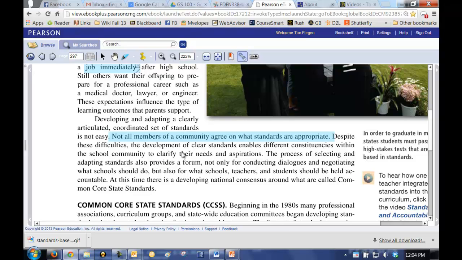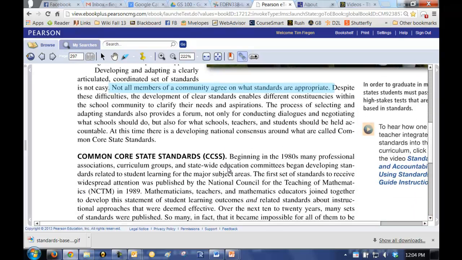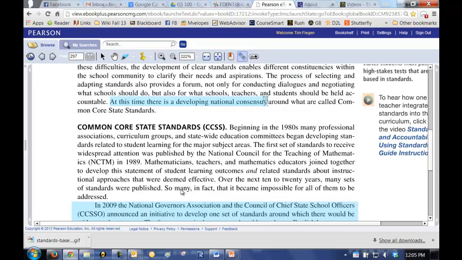And despite these difficulties, development of clear standards enables different constituents within the school community to clarify the needs of their aspirations. The process provides a forum, not only this. So first of all, at this time, developing national consensus around what's called Common Core Standards, and I will say to you that is a false statement. There is no national consensus. There is no national consensus, so it's a misnomer there. But what is Common Core Standards? You've had to have heard of this.